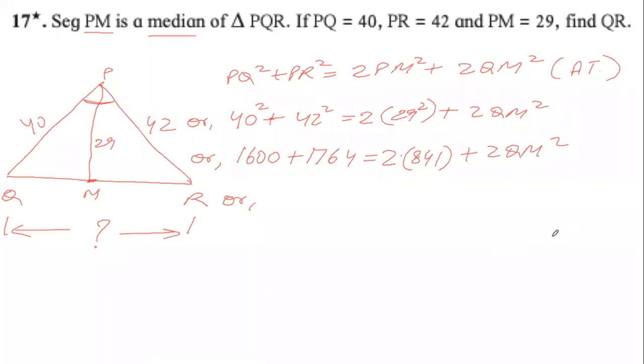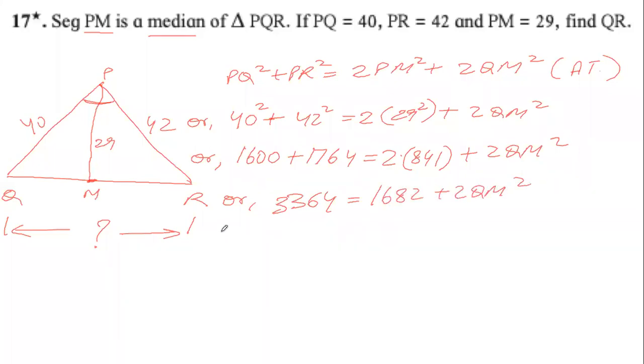How much is 1600 plus 1764? 3364, correct. How much is 2 into 841? Don't use the calculator. Use your pen and paper. Use your mind, brain. Correct, 1682.